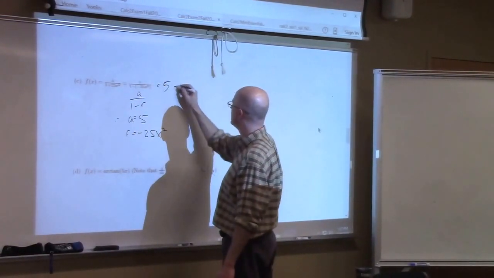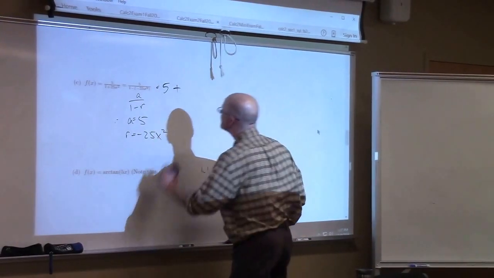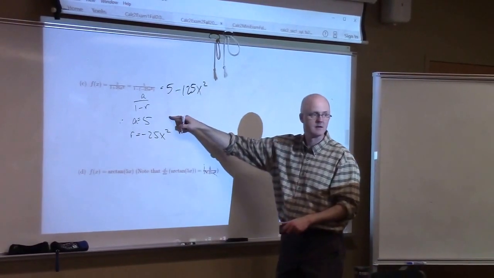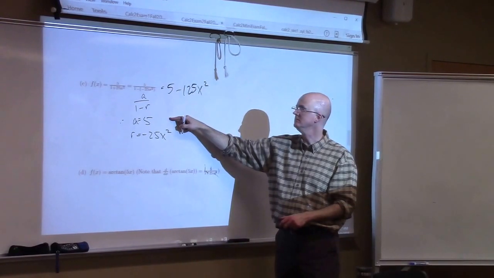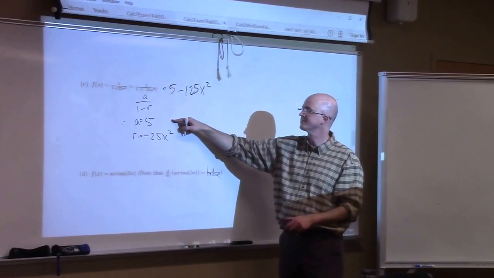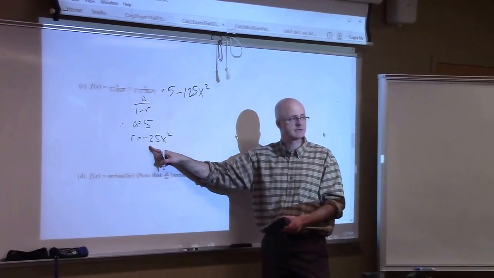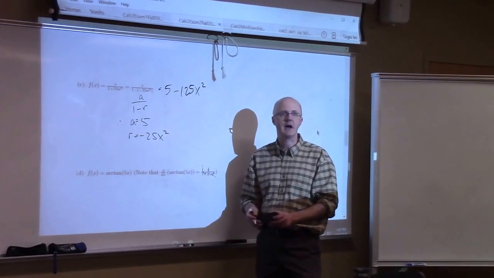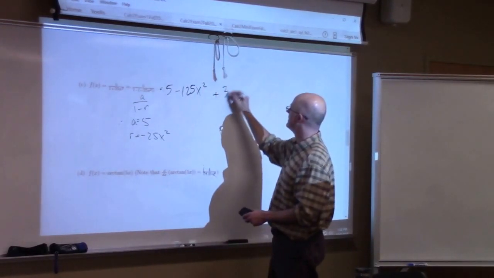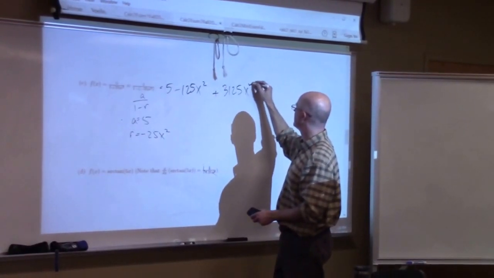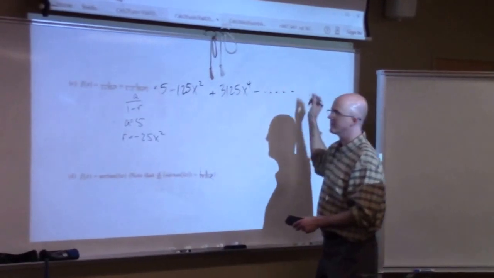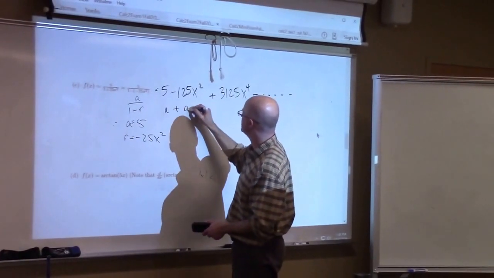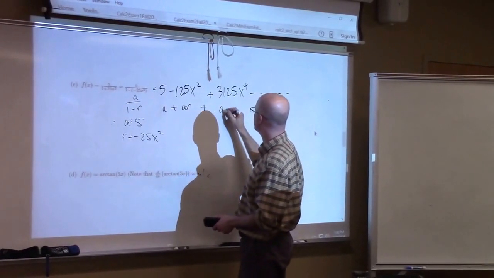A is 5, plus a times r is minus 125x squared, this times this, a times r, plus a times r squared. R squared is 625x to the 4th, times 5 will be what, 3,125 x to the 4th. This is a plus a times r plus a times r squared.